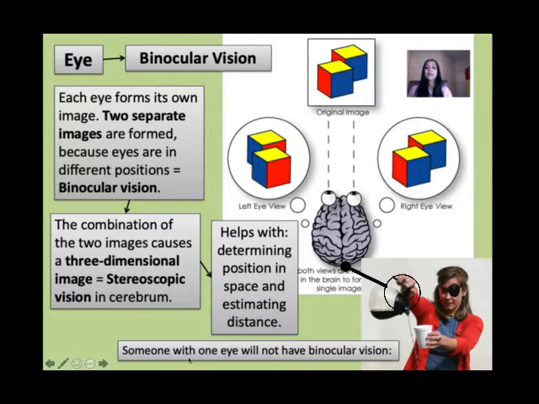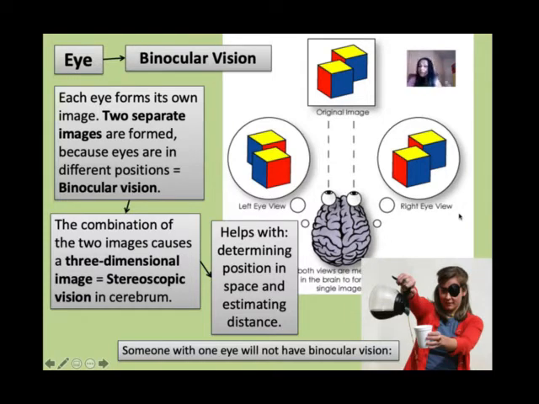Okay, someone with one eye will not have binocular vision because they are not getting the benefit of two eyes. They are not getting the benefit of getting two images from both eyes. So because they have only one eye, they will not have binocular vision. What they are seeing with that one eye is all that they see.